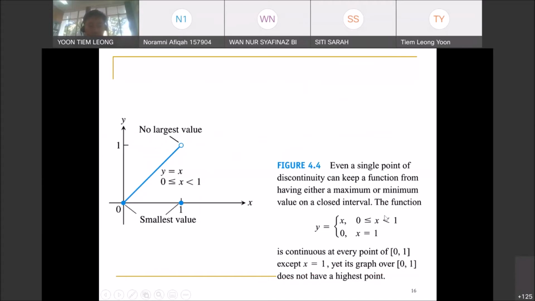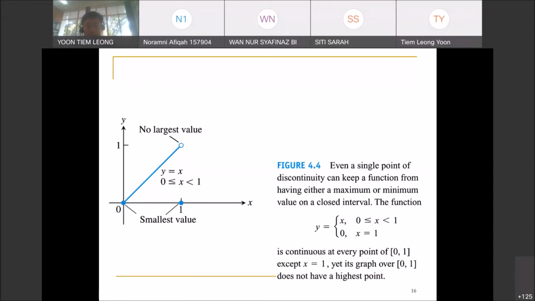So you look at this situation, then you say, would that be an absolute maximum for this function? It's a function defined to be y equals x when x is between 0 and 1, and at the point x equals 1, the function is defined to be 1. So this is a function which is not continuous at x equals 1.